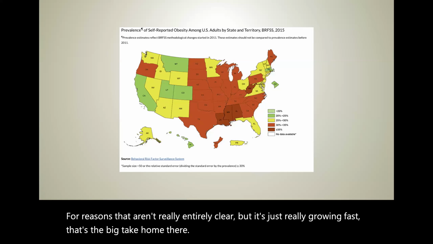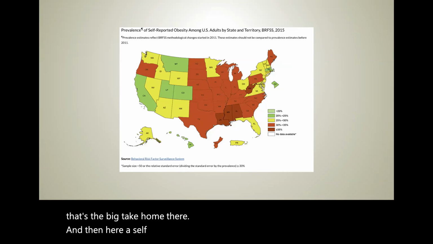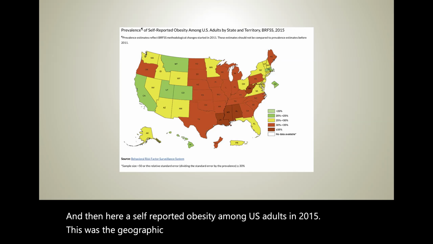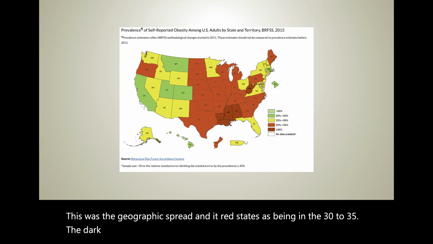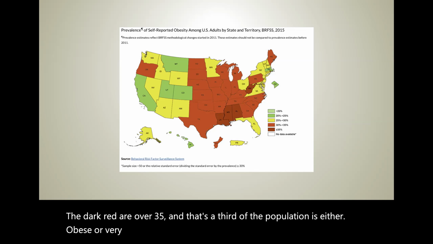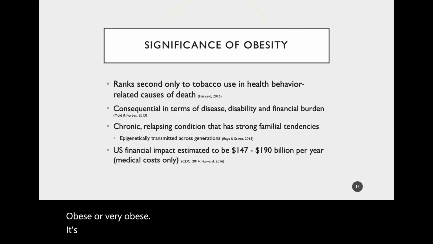And then here, self-reported obesity among US adults in 2015. This is a geographic spread. And you see red states as being in the 30 to 35. The dark red are over 35. And that's a third of the population either obese or very obese. It's frightening, to say the least.